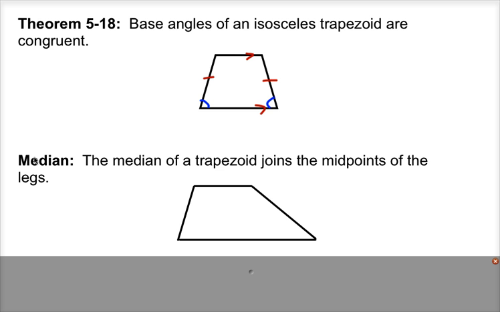Median: the median of a trapezoid joins the midpoints of the legs. So if I were to give you the midpoint of this leg and the midpoint of the other leg and I connect them together, that is going to be the median.